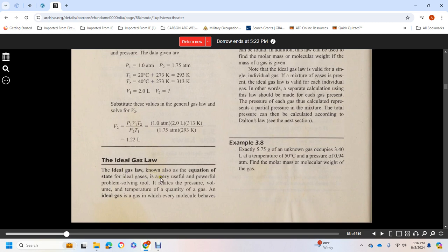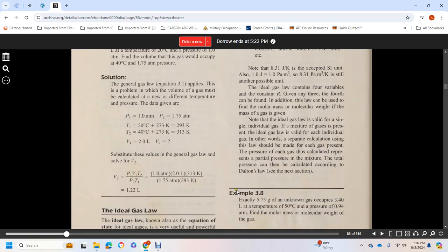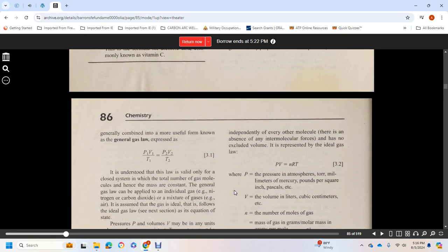Alright, the ideal gas law is known as the equation of state of the ideal gas, a very useful, powerful problem-solving tool. It relates the pressure, volume, temperature, and quantity of an ideal gas, in which every molecule behaves independently, in the absence of intermolecular forces, and has no excluded volume.